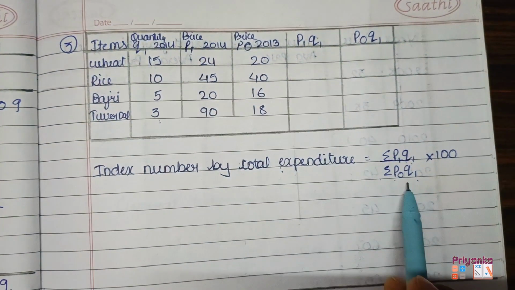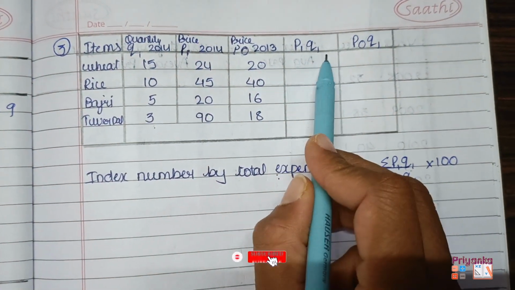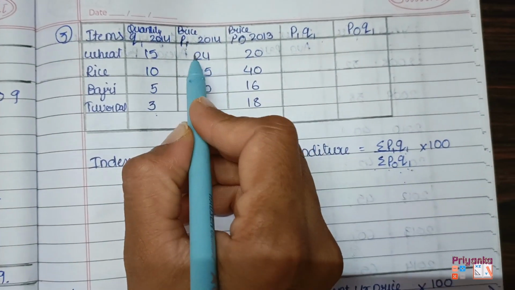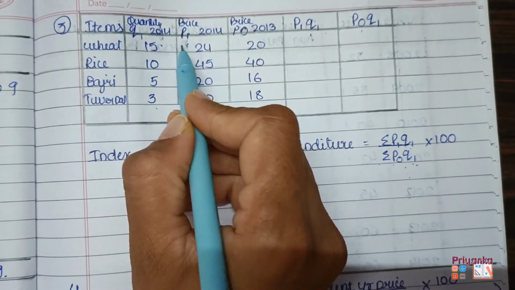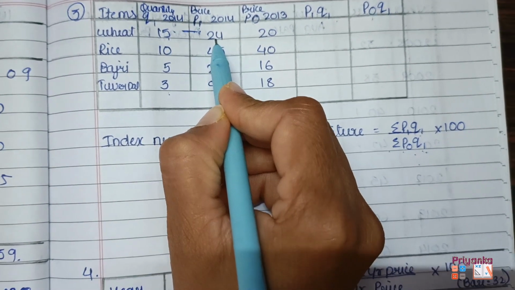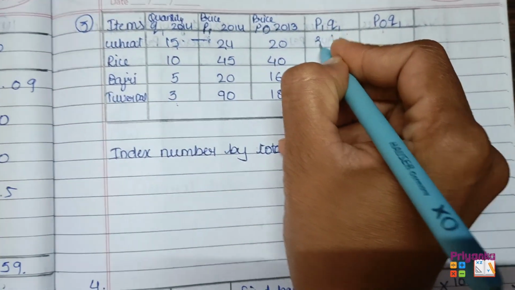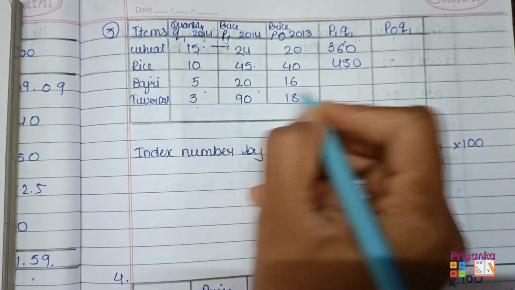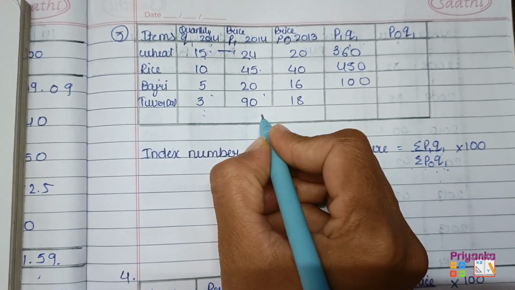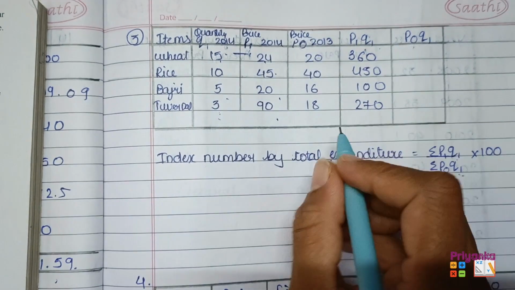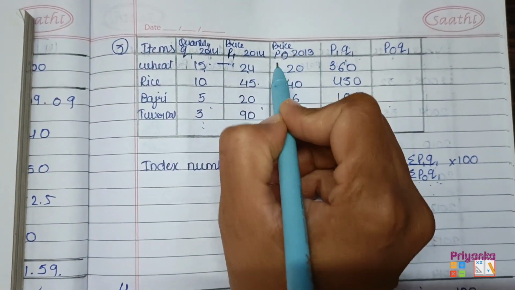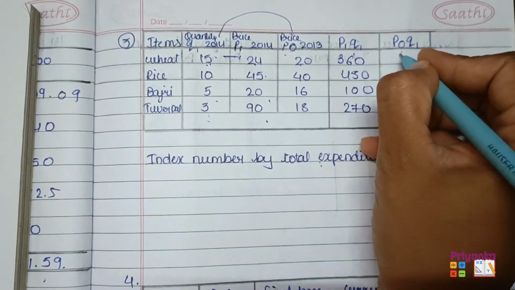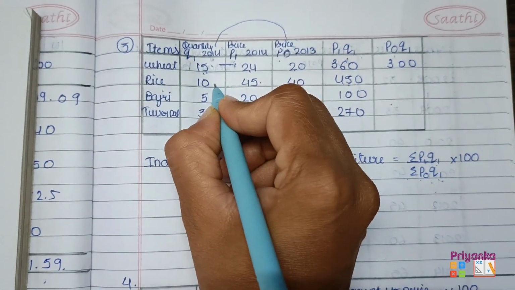So let's start. As per the formula, here I wrote P1 Q1 and another column for P0 Q1. So for getting P1 Q1, we multiply the P1 column with the Q1 column. That is 15 multiplied by 24. Here we get 360. 10 multiplied by 45, 450. 5 multiplied by 20, that's 100. 3 multiplied by 90, that's 270. Next is P0 Q1, where we multiply the P0 column with Q1. That is 20 multiplied by 15. Here we get 300. 45 multiplied by 10.